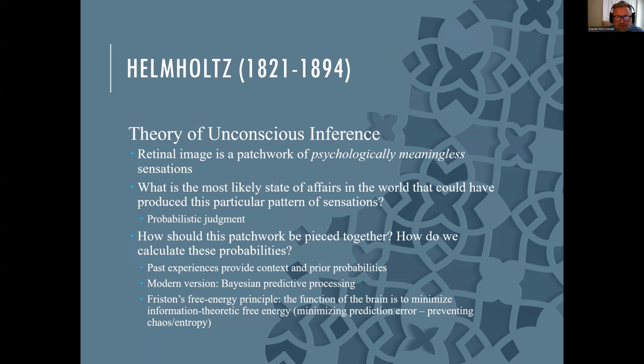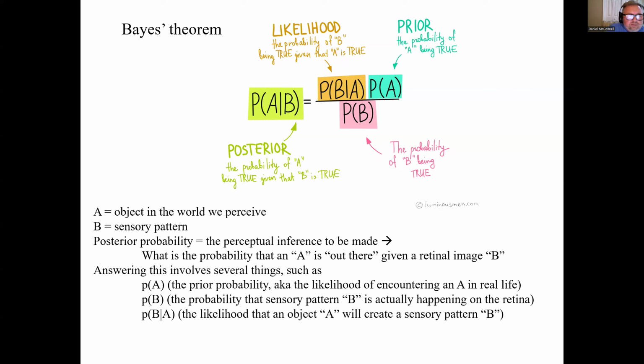So this is Bayes' theorem. I'm just going to say it all out loud. The probability of A given B is equal to the ratio of the probability of B given A times the probability of A, all divided by the probability of B. All right, so what does it all mean? Well, the probability of A given B is what we want to know, right? A is some state of affairs in the world, a tree, okay? B is the sensory pattern that we have received.